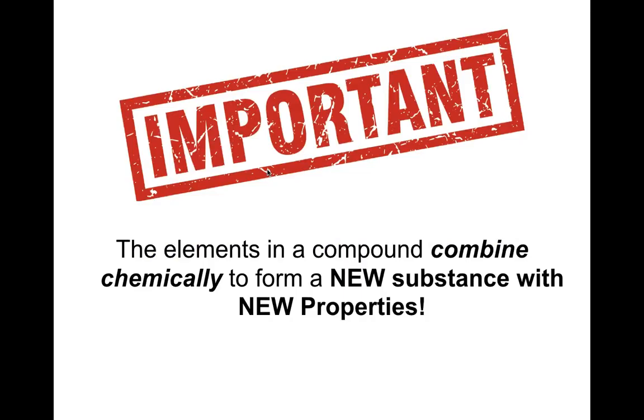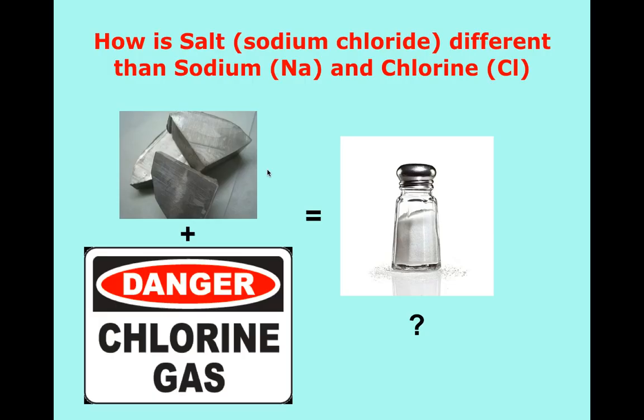Well, this is super important, obviously, if I have a giant important stamp on the slide, that the elements combine chemically to form a brand new substance with new properties. I'm going to say that one more time. In a compound, elements combine chemically. They're not just mixed together to form a new substance with new properties. So let's talk about salt. Sodium chloride. It's one of the most abundant compounds on Earth.